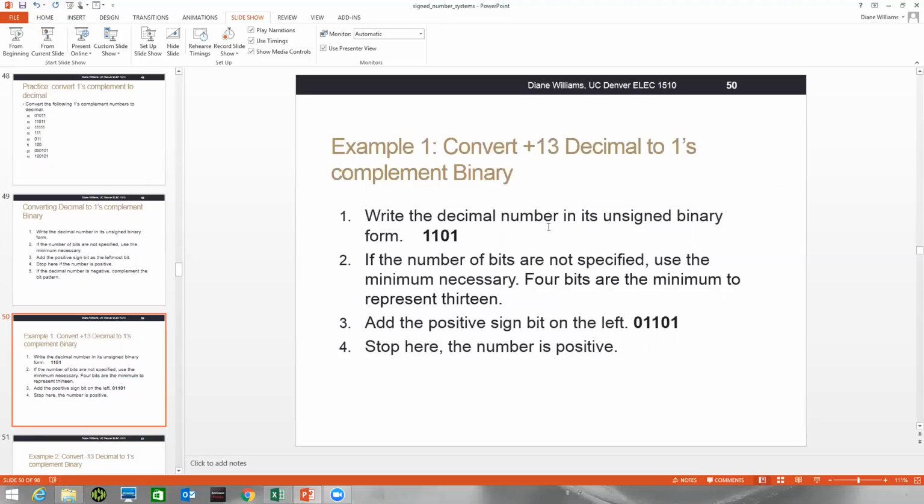Okay, so we wrote the number in its unsigned binary form. So 13 is 1101. We only need 4 bits to represent this number. We didn't specify the bits, so we used the minimum necessary. Now we add a positive sign bit on the left. So we had the 1101. Here we put the sign bit right here. We stopped here because the number is positive. So this is the ones complement representation of positive 13. So we converted decimal to binary.